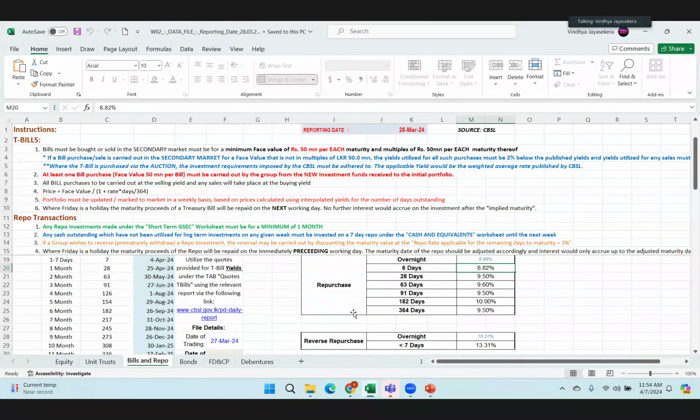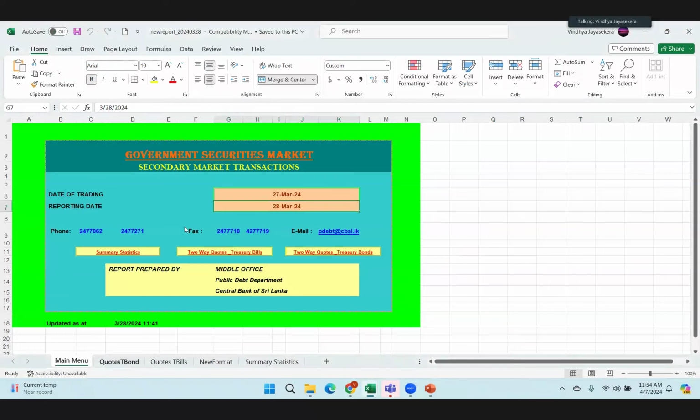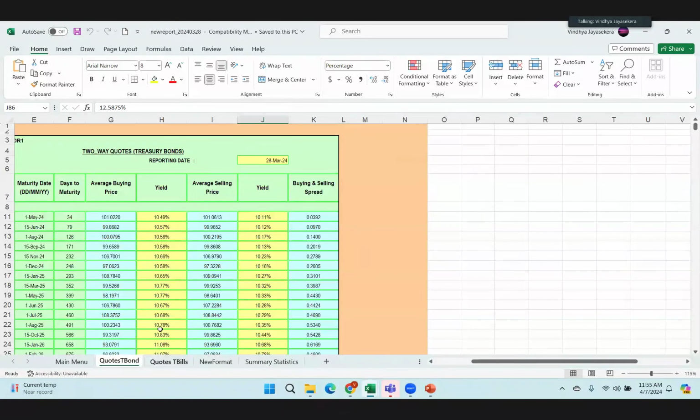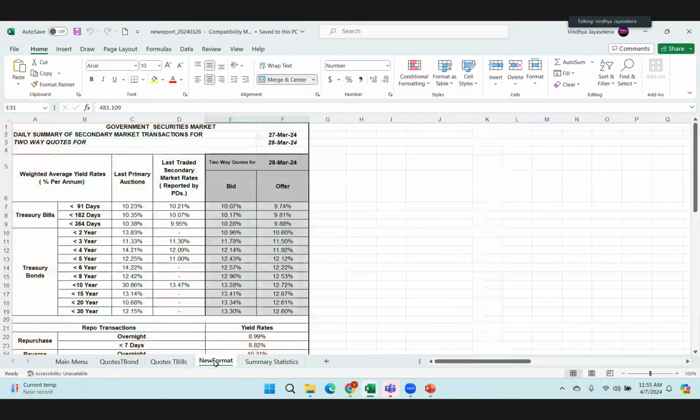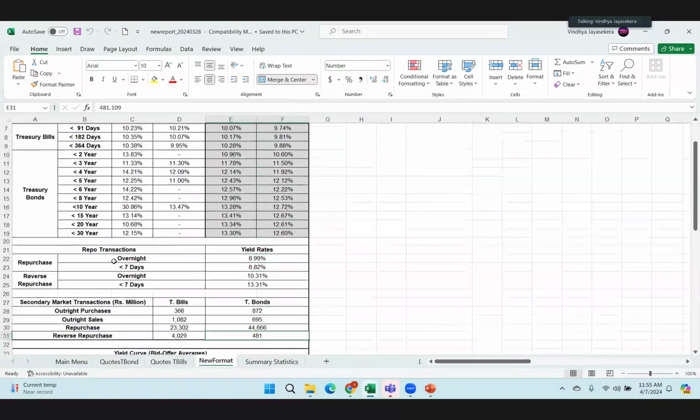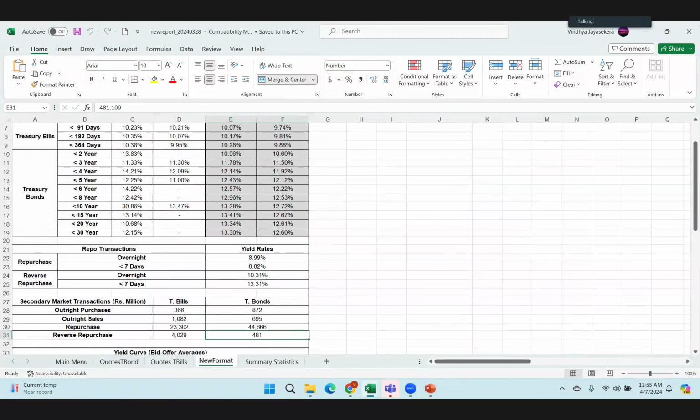Here, for the weekly repo rate that you will use for your cash transactions, you'll have to use this now. Here you use the quoted treasury bond rate, right? For bonds. For bills, you use these rates. When you go to new format, right? Not summary statistics. When you go to new format, here you will see the overnight rate, 7-day rate, reverse repo rate, right? This is the rate that's relevant to you for your weekly rate, right?